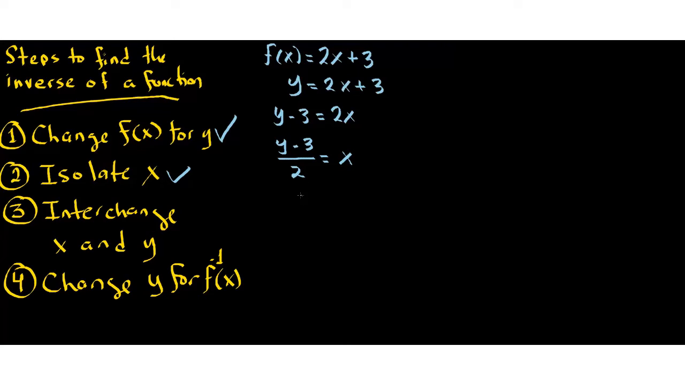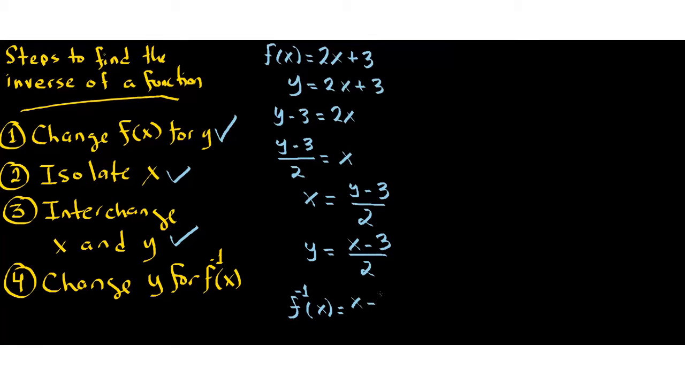Before going any further, I'm going to switch the y and the x from side, just because, to be honest, I feel more comfortable doing so. Now I'm going to do step number 3, interchanging x and y. So y is equal to x minus 3 over 2, and that will be step number 3. Step number 4 will be changing y for f inverse of x. Literally, I'm going to substitute the y for f inverse of x. It will be equal to x minus 3 over 2, and that will be pretty much all the algebra here.